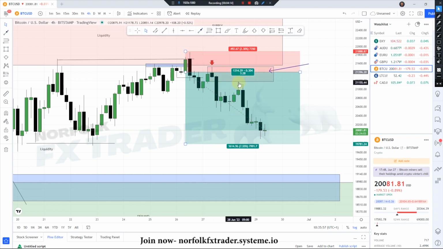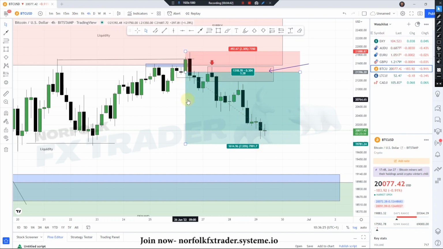It comes back, it tests that supply zone to the pip, and that would have been a great entry, and you could have taken the trade down to take out these previous lows. You could have a first target at these lows, second target down here. Now we're expecting the market to take the lows because it's an area of liquidity in the market where it needs to go to pick up more orders before it can pull back to the upside. So that is how you can look at using the break of structure compared to the change of character.